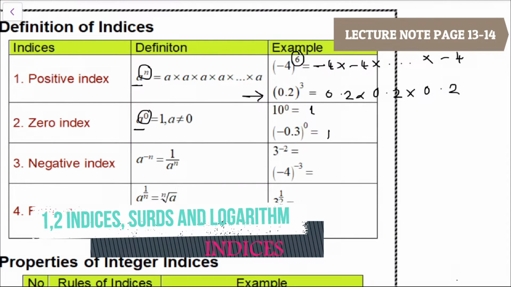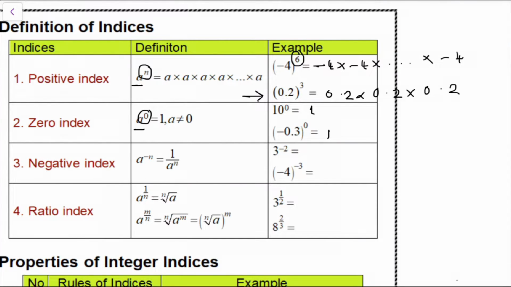So the third one is negative index. Negative index is when you have a base with negative power. Before you can calculate this index, you need to change the negative power to a positive power first. So how to make it positive? You need to move this index to the denominator. In a fraction, we have the numerator at the top and the denominator at the bottom, right? So in order to make the power positive, you need to move your index to the denominator.